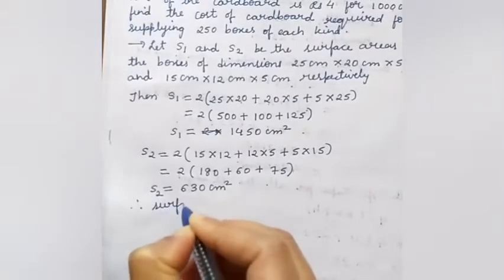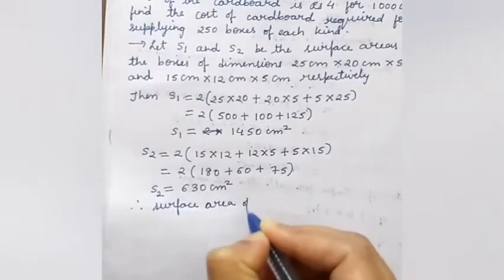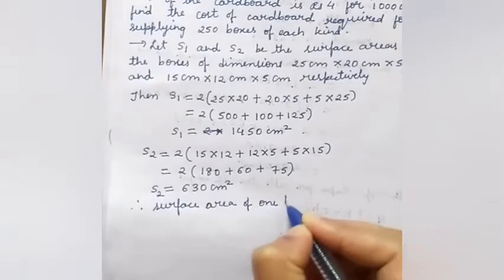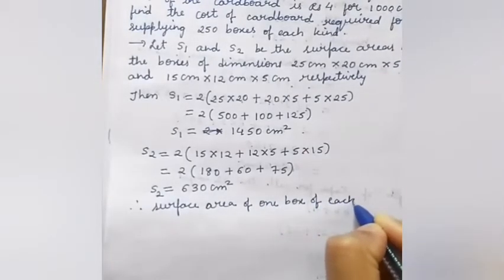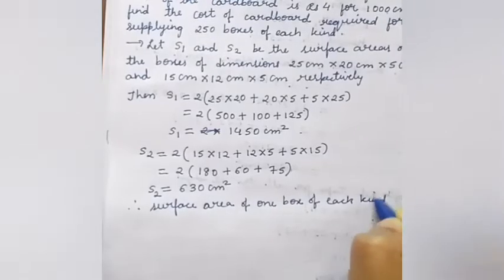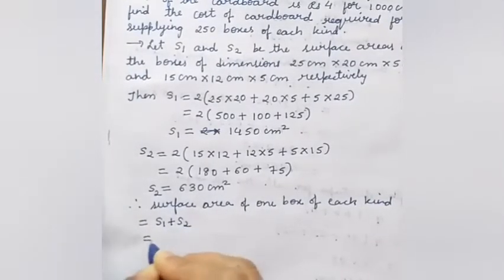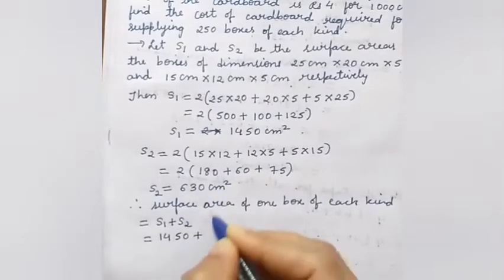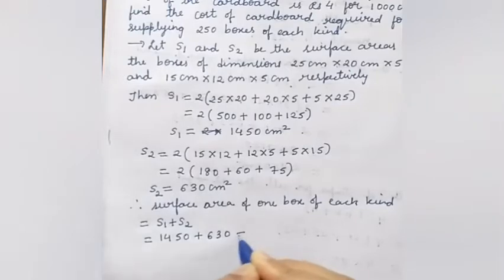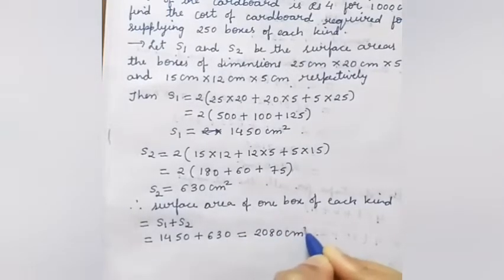Therefore, surface area of one box of each kind is equal to S1 plus S2. That is equal to S1, we got 1450, plus 630, which is equal to 2080 centimeter square.